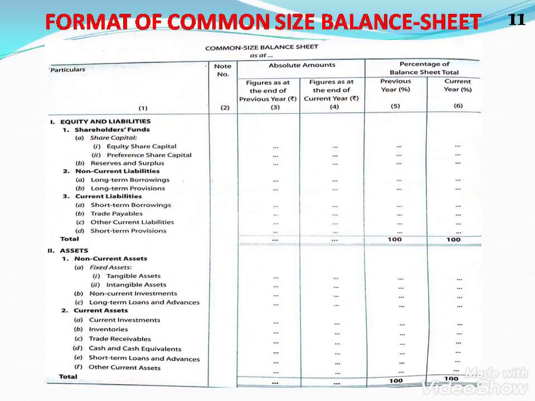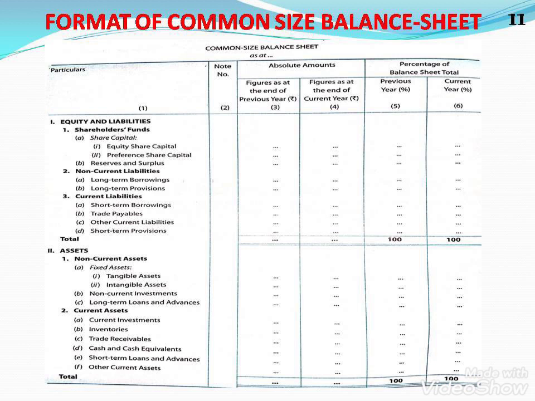Format of common size balance sheet. Again, there are 6 columns in this format. The balance sheet will be prepared in the similar manner, having two major sections, equity and liabilities, and assets with major heads and subheads on both the sections. Absolute amounts will be shown in both the columns of previous year as well as current year.